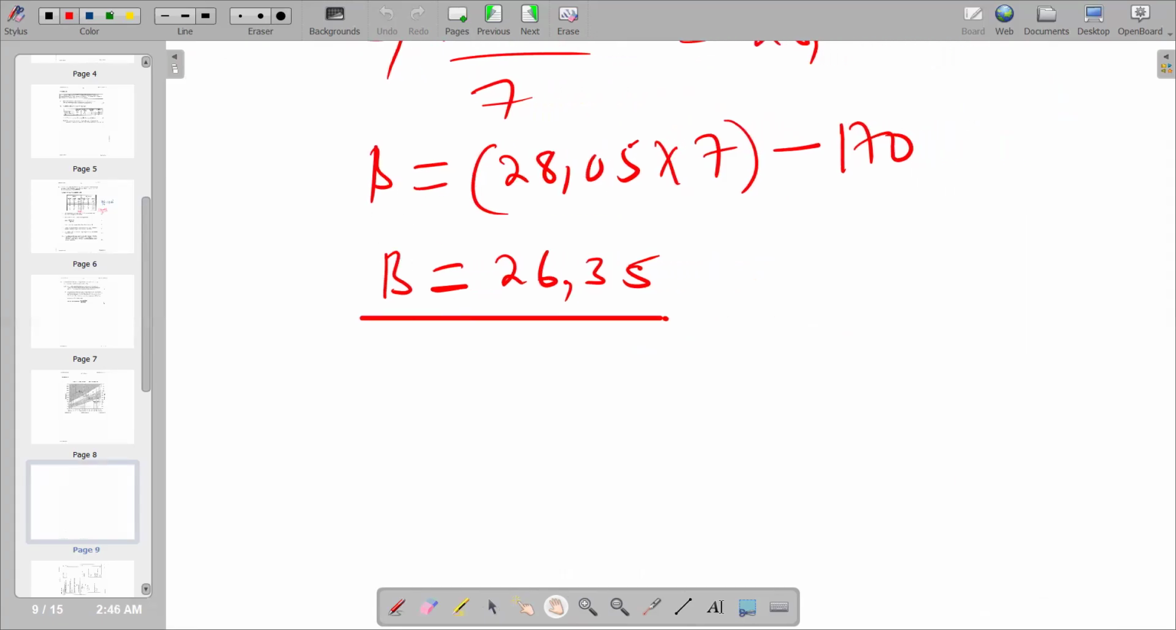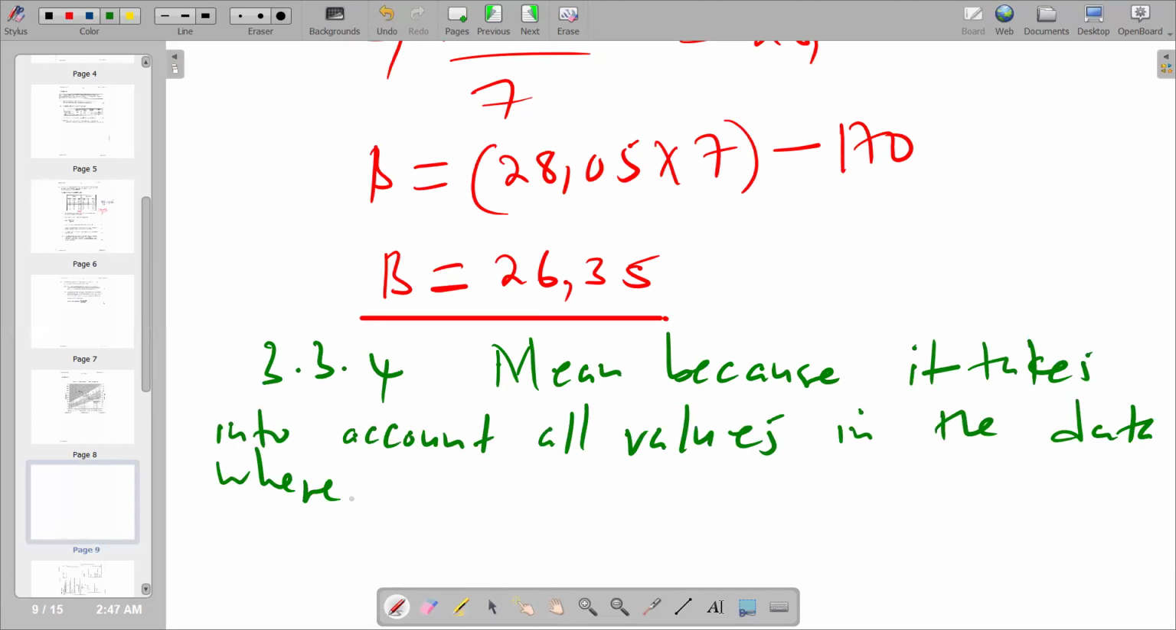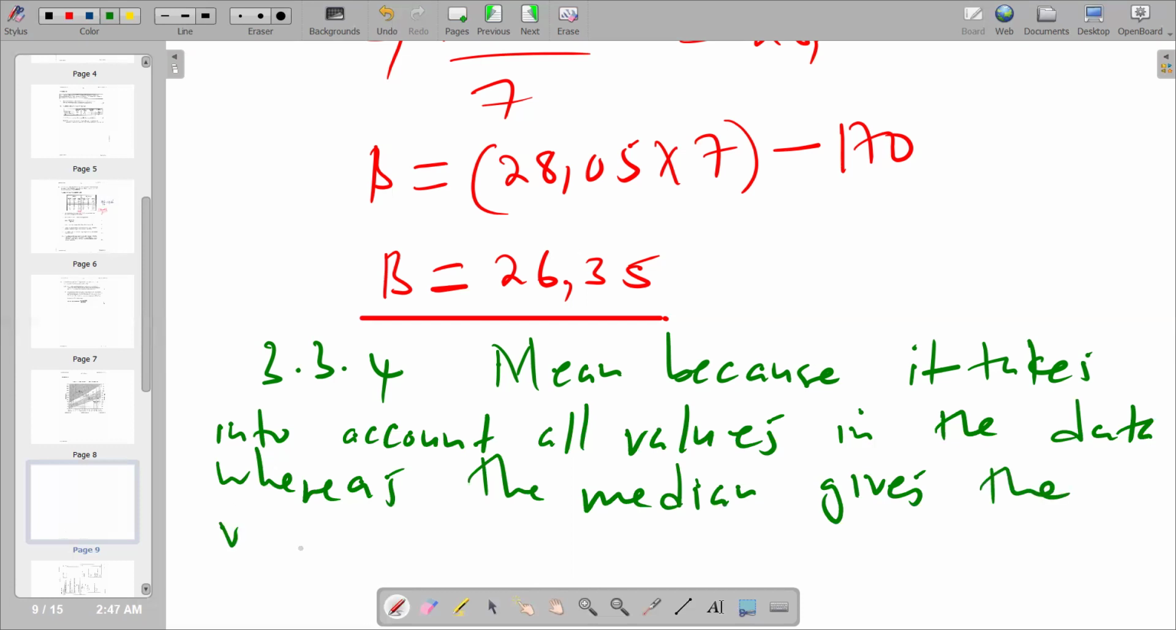So 3.3.4, we are going to say the mean takes all values into account, whereas the median gives the middle value only. So basically, that's the explanation that we can give in terms of 3.3.4. And then from there, we can move on to the next question.